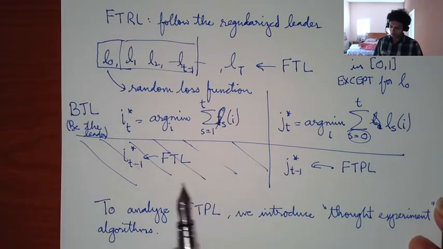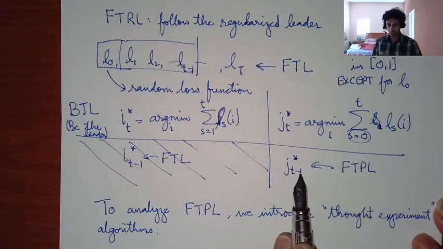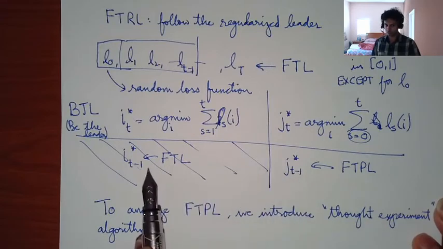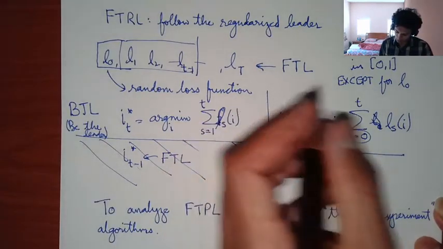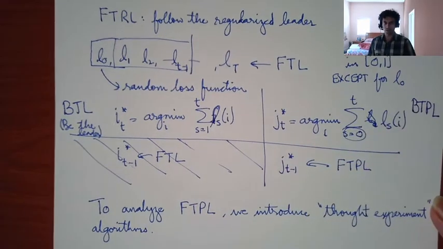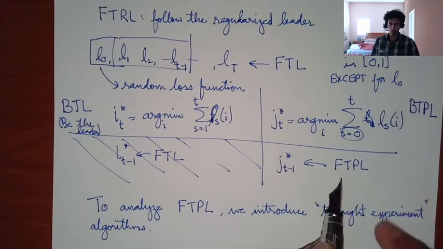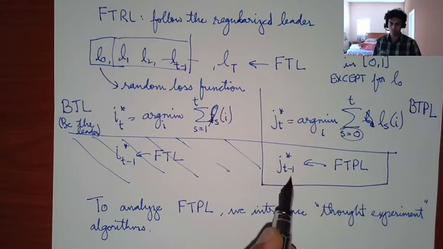Now, analogous to the fact that you have FTL and FTPL, where FTPL is a perturbed version of FTL, we can define a perturbed version of BTL, and this is called Be the Perturbed-Leader. That's another algorithm. So you have these three algorithms. This is the one that we want to look at.